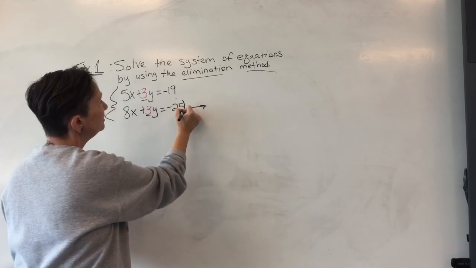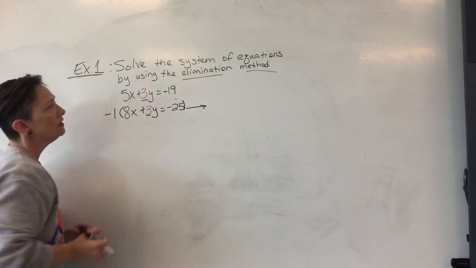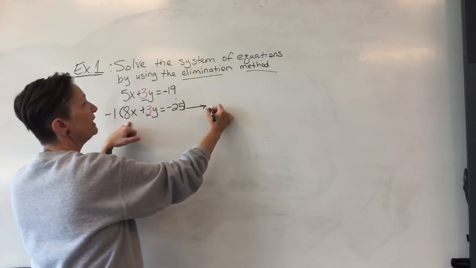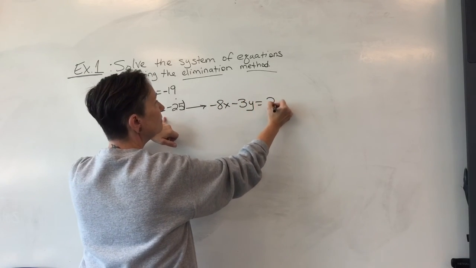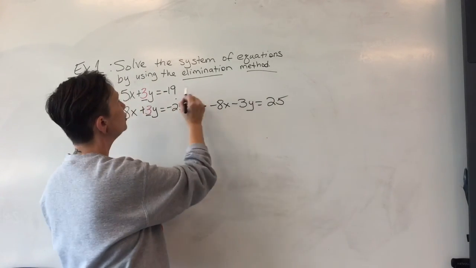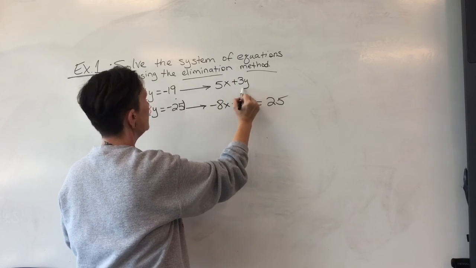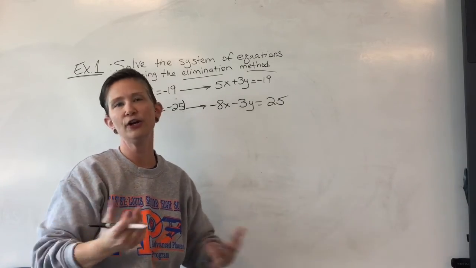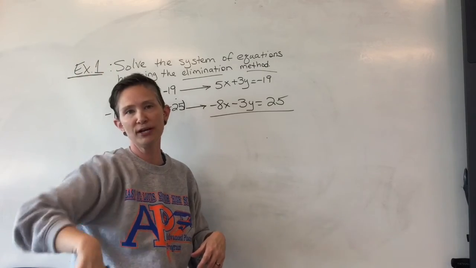Okay, so I'm just simply going to multiply this entire bottom equation by negative 1. So I get negative 8x minus 3y equals 25. Now I can just bring that top equation straight on over. Okay, I didn't do anything with it, so I just carry it on over. Now I can add these equations straight down.